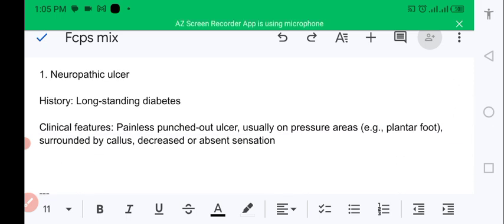Now, next one is neuropathic ulcer. Neuropathic ulcer occurs because of long-standing diabetes mellitus. It is a punched-out ulcer, painless, and pressure area ulcers are more common, especially in the plantar of the foot, and it is surrounded by callus, and there is also absence of sensation. So these ulcers are developed. In that condition, we call it neuropathic ulcer.